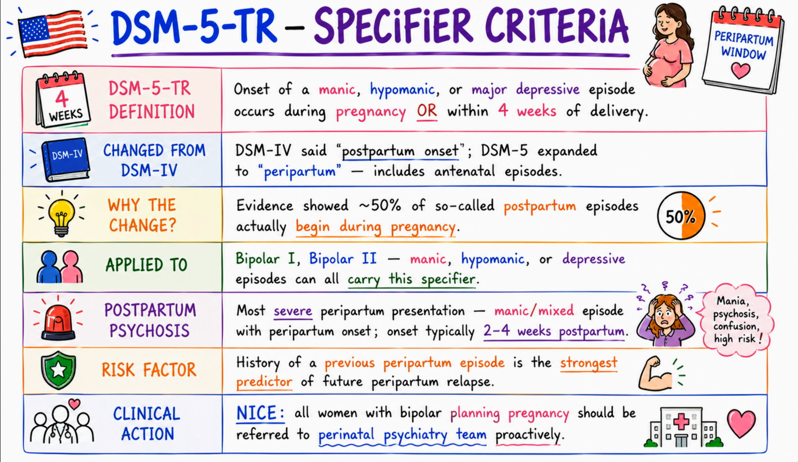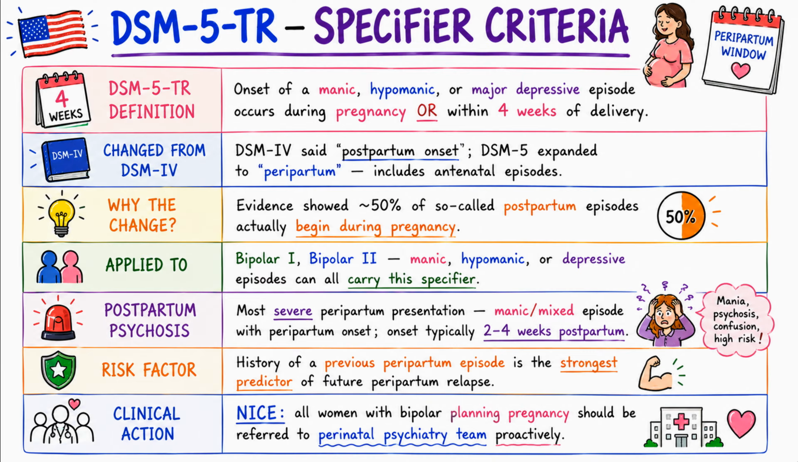The peripartum onset specifier tells you when the episode started, during pregnancy or right after delivery. This is not just a label. It is a red flag that places this patient in the highest risk group for severe psychiatric illness. The window in DSM-5 is pregnancy or within 4 weeks of delivery.